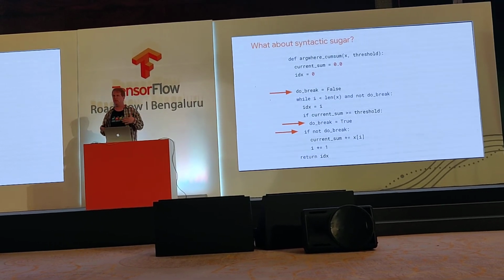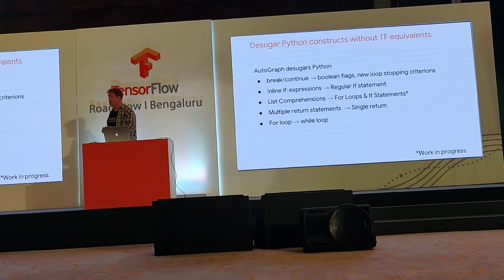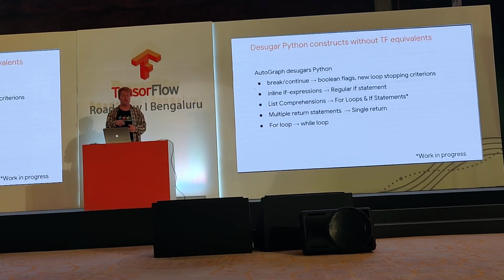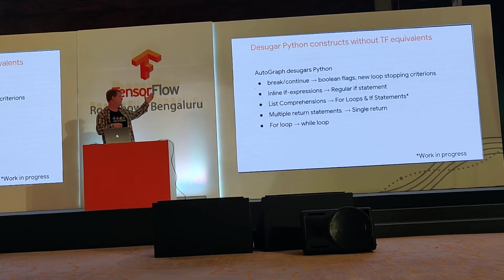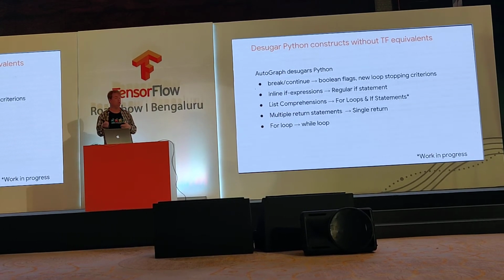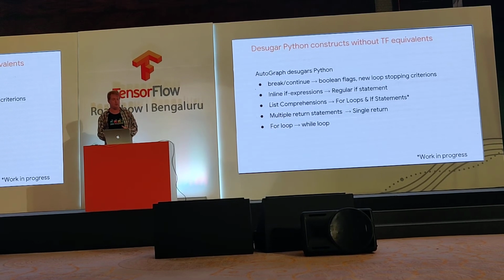And then we get to apply, just use our usual tools. So here's a couple more canonicalizations that we do. In addition to converting break and continue, we also convert inline ternary operators, list comprehensions, multiple returns, and we can homogenize for loops. Every kind of loop just turns into a while loop, and that makes it easier to convert.